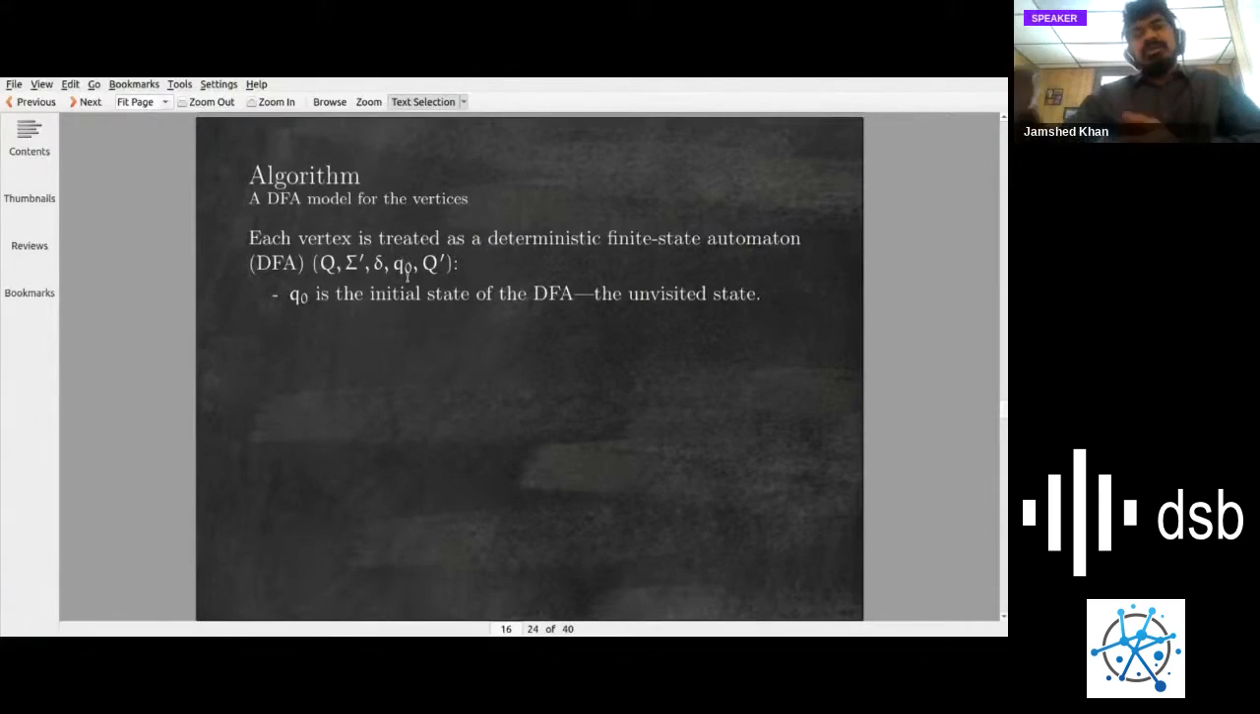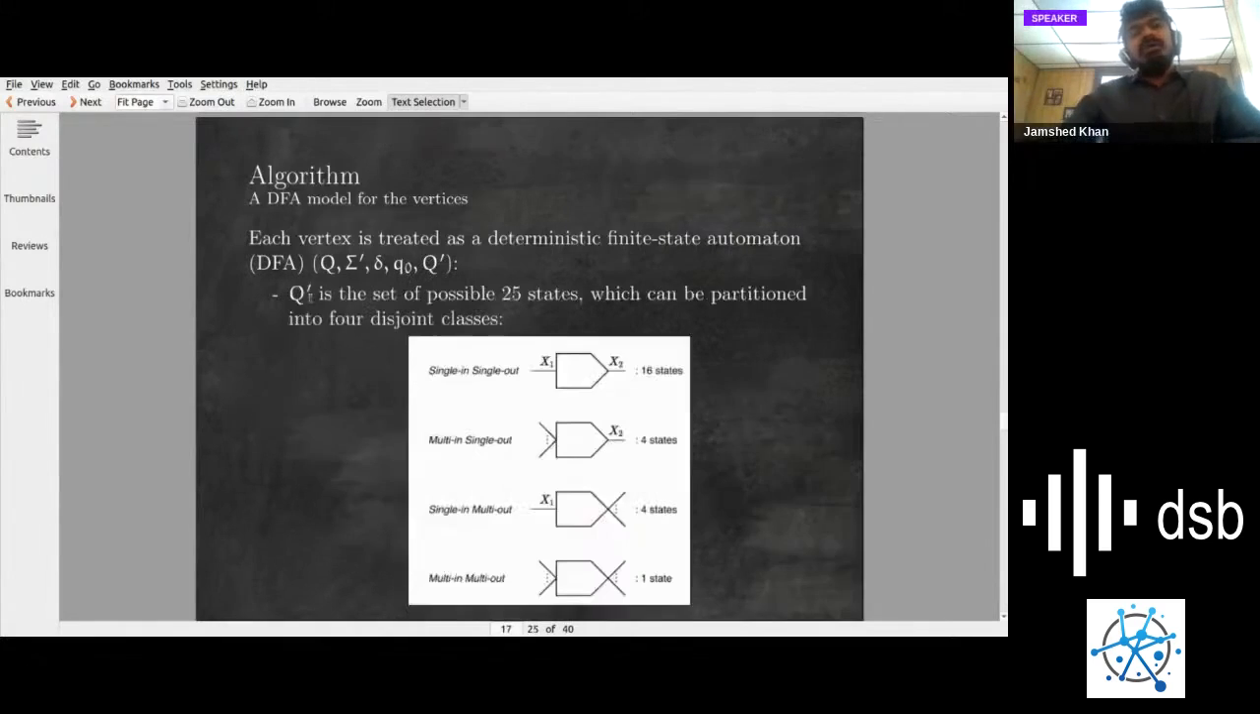Q0 is the initial state of the DFA of each vertex, which is the unvisited state. Before making any graph traversal, we do not know any information about any of the sides of any of the vertices. So each vertex starts from this unvisited state. Q prime is the set of all possible 25 different configurations of states. Now, based on the structural properties of each state, the 25 states can be characterized into 4 disjoint classes.